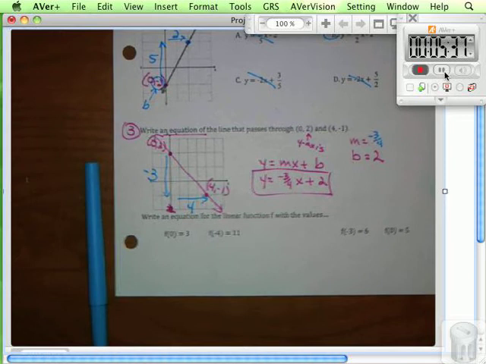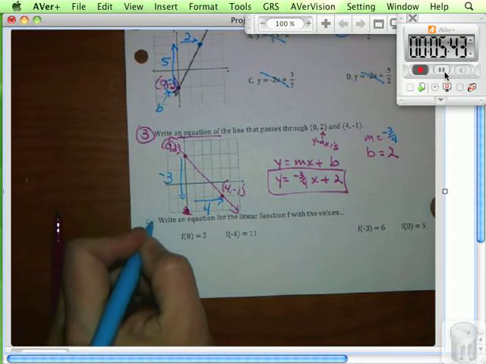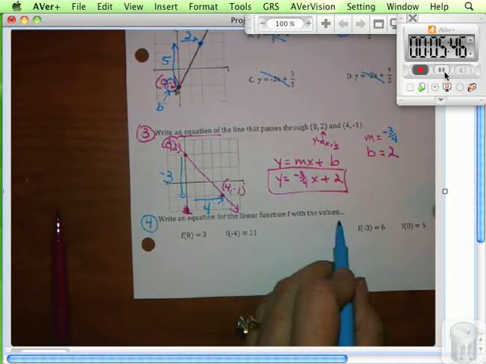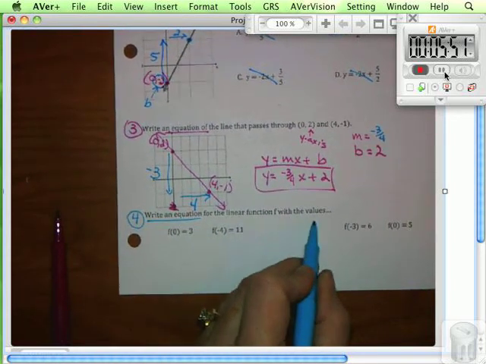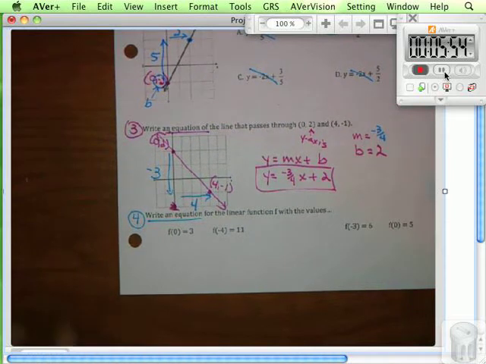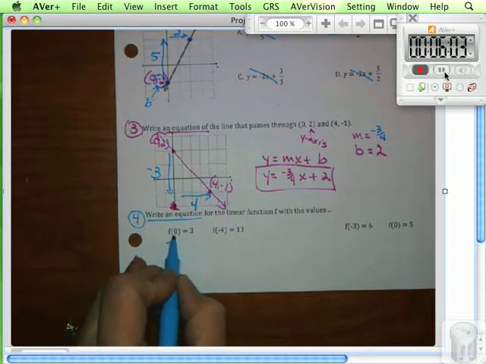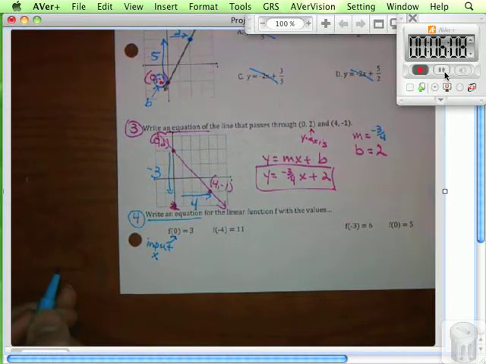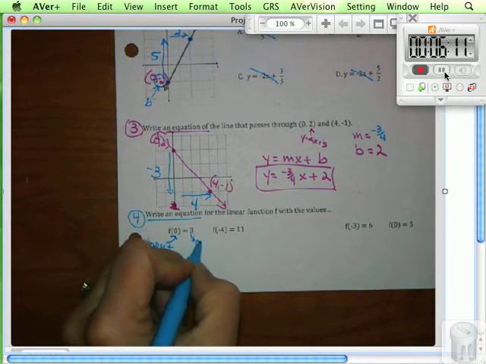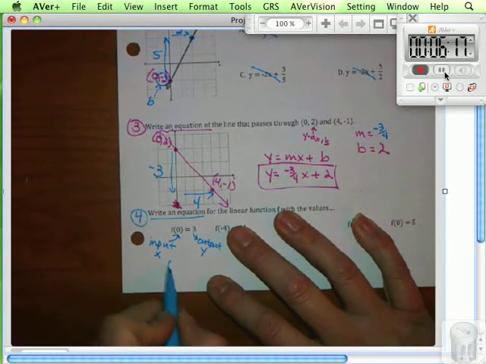Okay. So another thing that you're going to have to do is write an equation from 2 points. This looks a lot more complicated than that. It says write an equation for the linear function f with these values. But remember we did the function fish, and we talked about function notation. This says f of 0 equals 3. What this tells me is that 0 went into my function, and that's my x-coordinate. And when 0 went in, 3 came out. That's my y-coordinate. So I can just write this as an ordered pair, (0, 3).